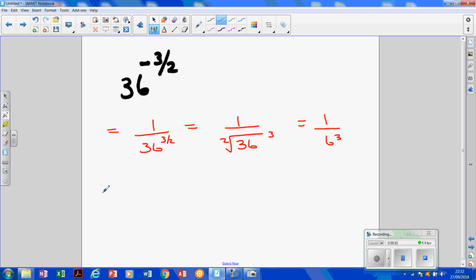Right, to work out 6 to the power of 3, 6 times 6 times 6. 6 6s are 36, I want to do 36 multiplied by 6. 6 6s are 36, 6 3s are 18, and another 3 makes 21, so it's 216. So it becomes 1 over 216.